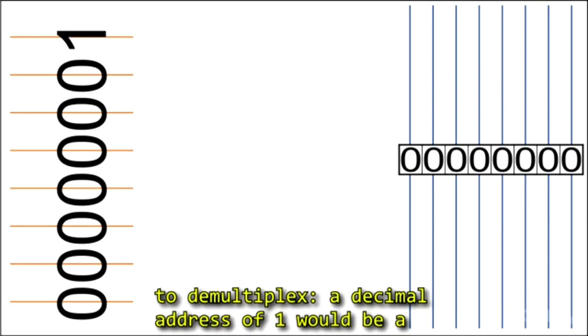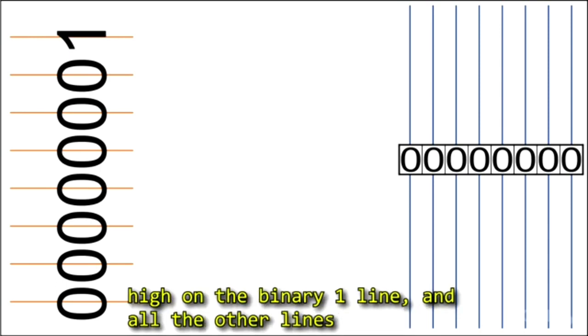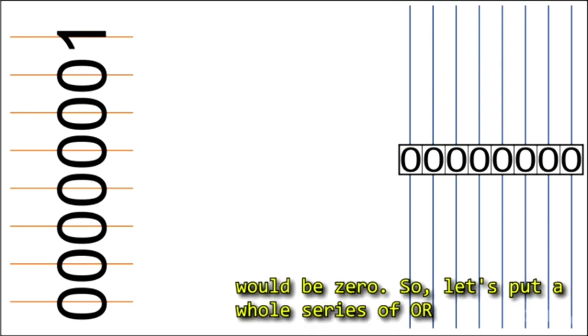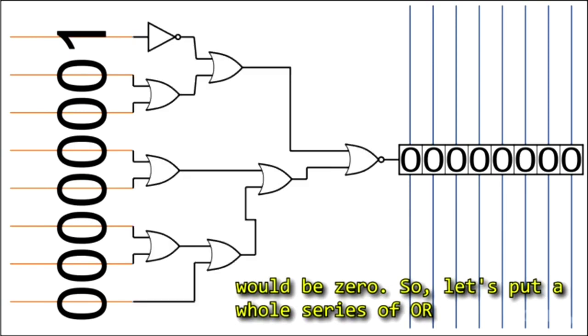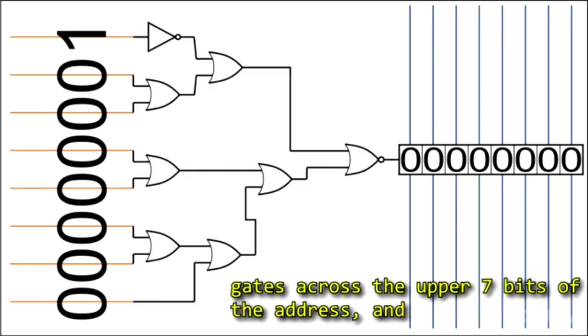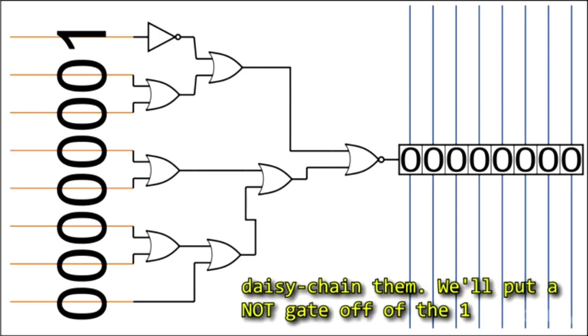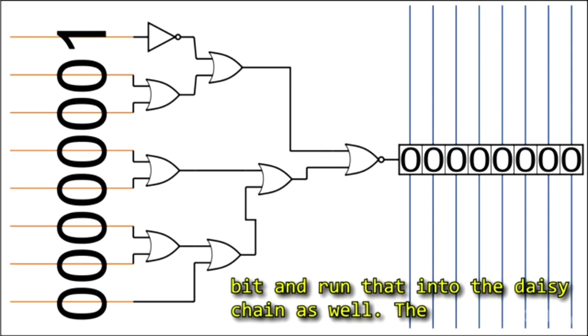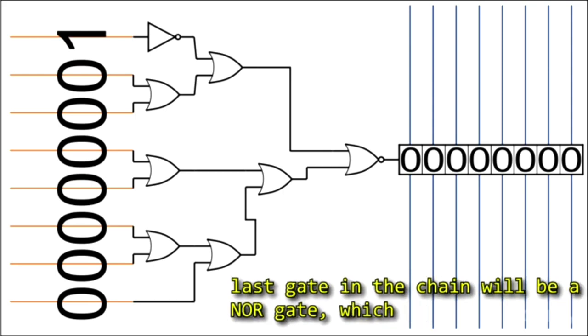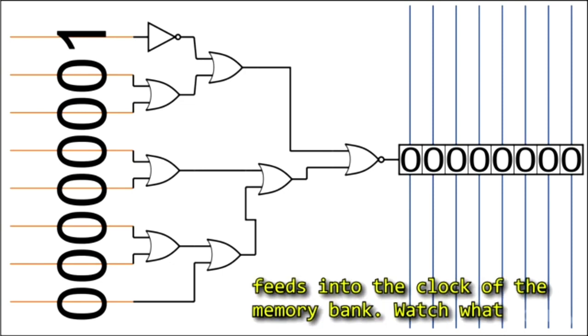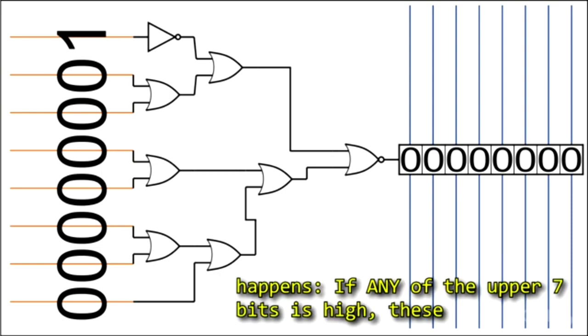A decimal address of 1 would be a high on the binary 1 line, and all the other lines would be 0. So let's put a whole series of OR gates across the upper 7 bits of the address and daisy chain them. We'll put a NOT gate off of the 1 bit and run that into the daisy chain as well. The last gate in the chain will be a NOR gate, which feeds into the clock of the memory bank. Watch what happens.